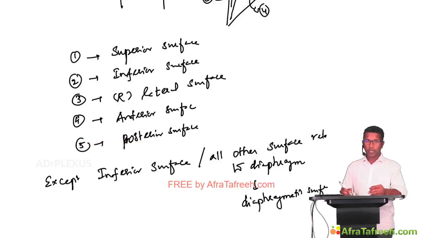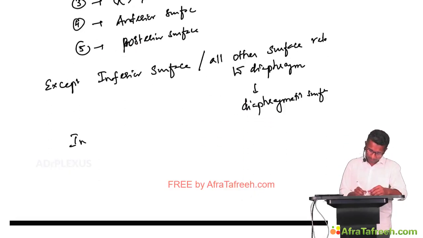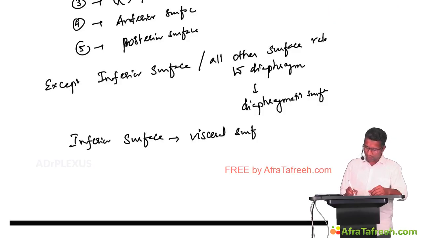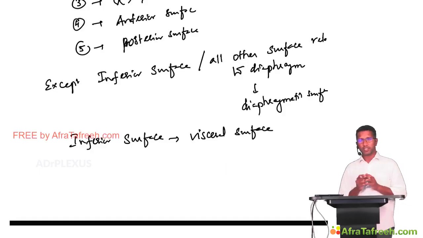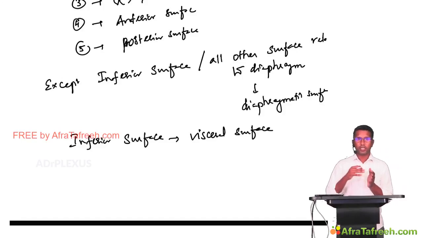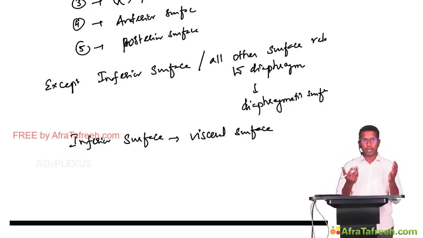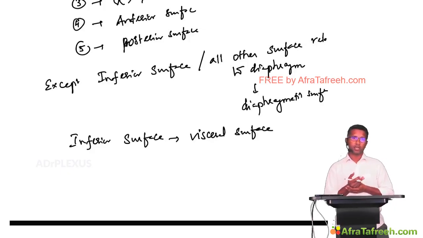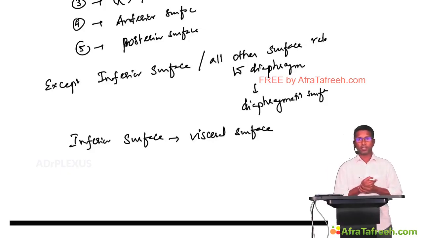And the surface which is related to the visceral organs, the inferior surface, is related to the viscera. So we call this the visceral surface. So there are 5 surfaces. Broadly we can divide the liver into diaphragmatic surface and inferior surface. The anterior, superior, posterior and right lateral surfaces are diaphragmatic surfaces, whereas the inferior surface, which is mainly related to the visceral organs, forms the visceral surface.